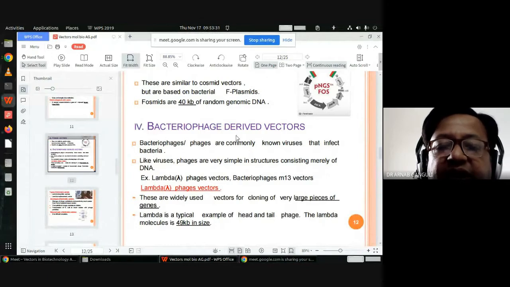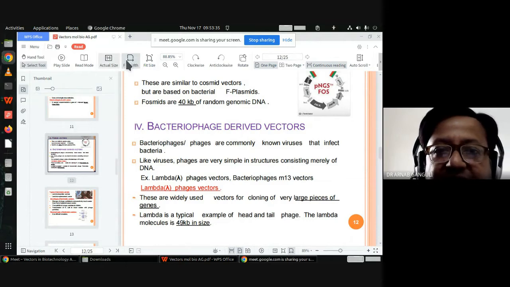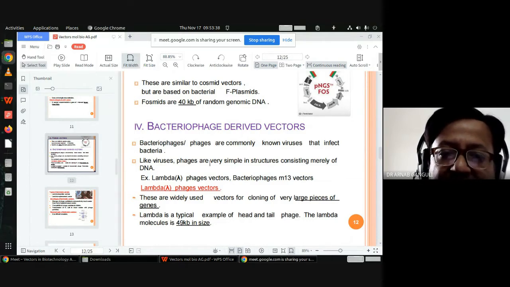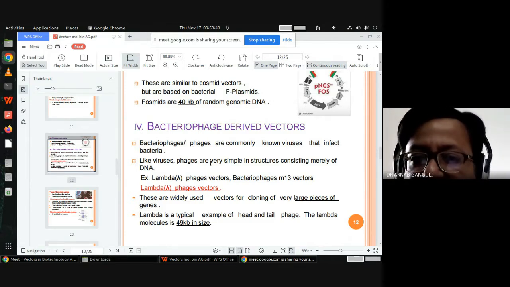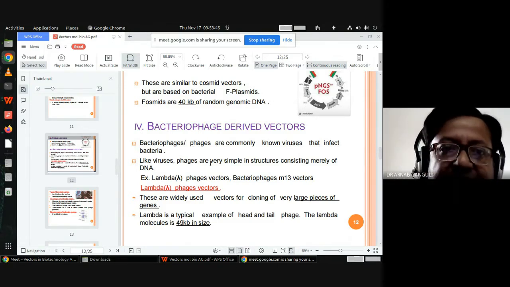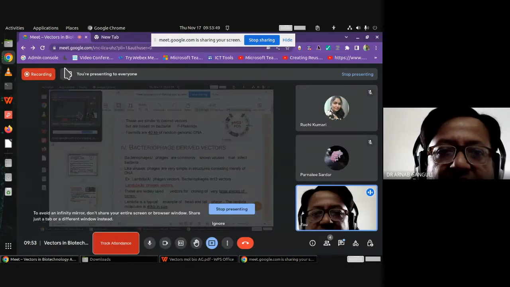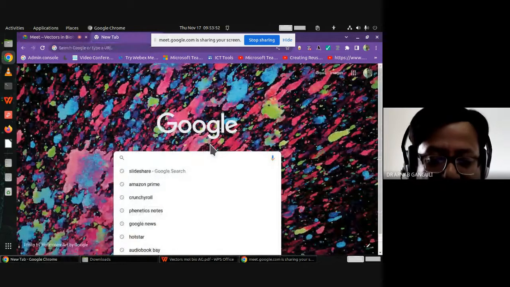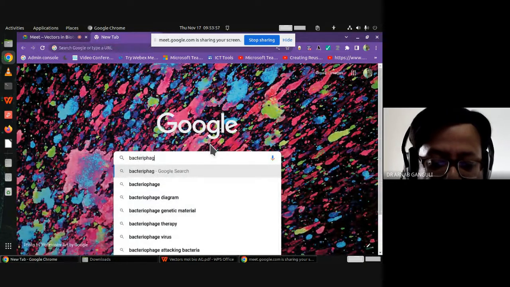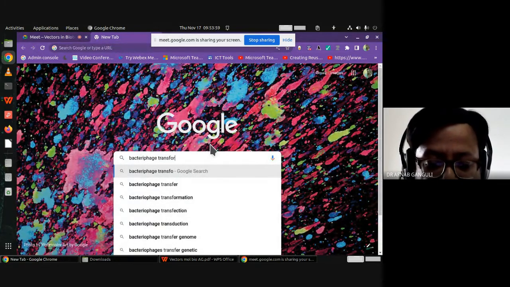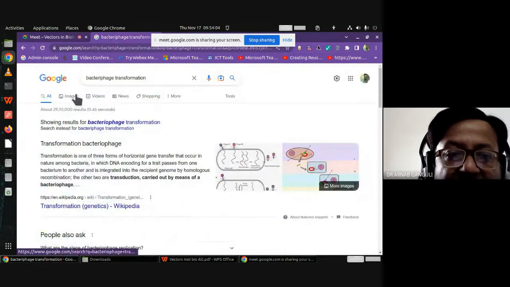Okay. Now let me show you a picture of how bacteriophage vectors work. What I have taught so far, I have covered in the college. Now I am going to talk about new things. Bacteriophage transformation.